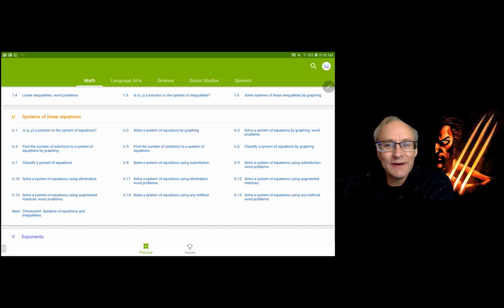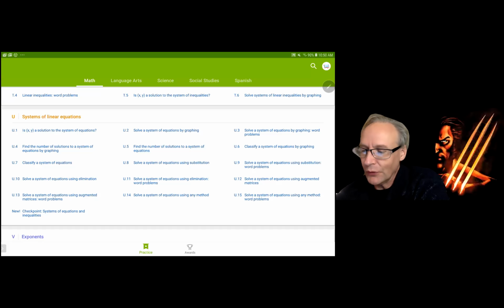Hi, everybody. We're going to do U4, which is find the number of solutions to a system of equations by graphing. So there are three possibilities. You can have lines that are parallel and they have no solutions. You can have lines that intersect and they have one solution. And there's another possibility that's odd. There's the possibility that you really don't have a system and they are on top of each other. One way of thinking about it, we say that they're dependent, or it's a dependent situation.